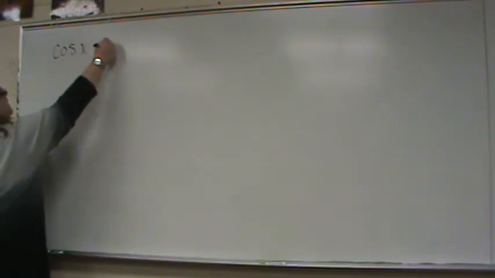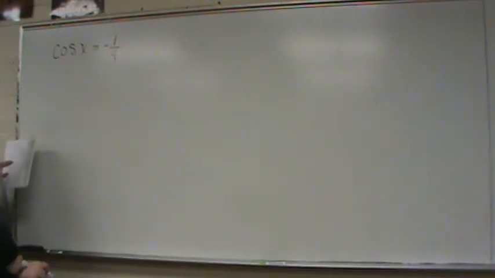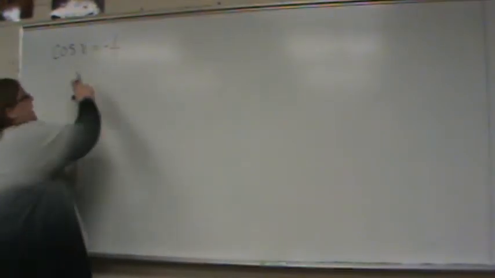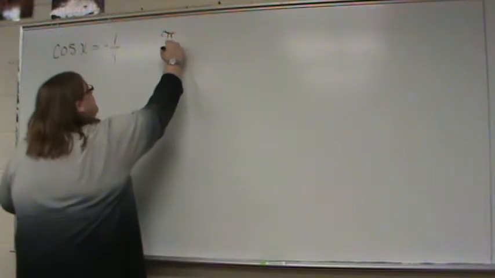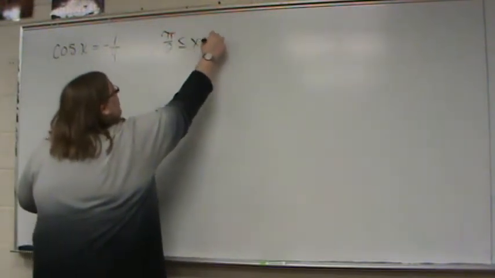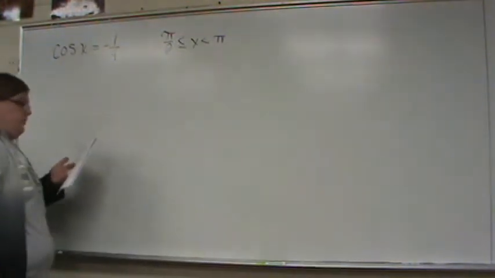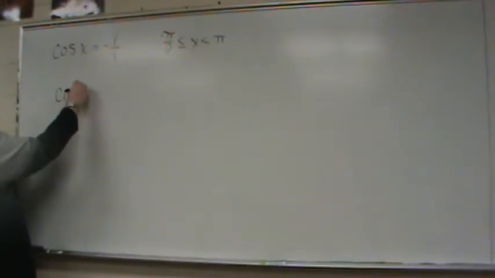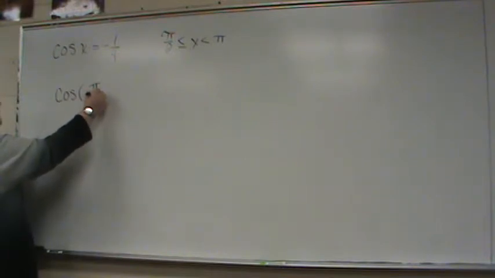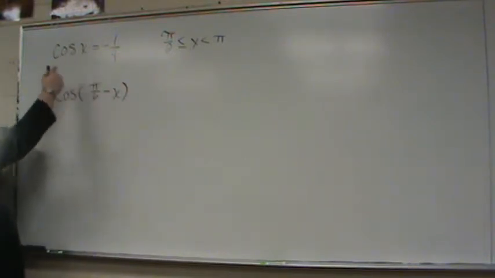All right, so now we're going to look at example 7. Example 7 tells us that cosine of some angle equals -1/4. And then we're also told that that angle that we don't know is between pi over 2 and pi. And we're told to find cosine of a pi over 6 angle minus that unknown angle.